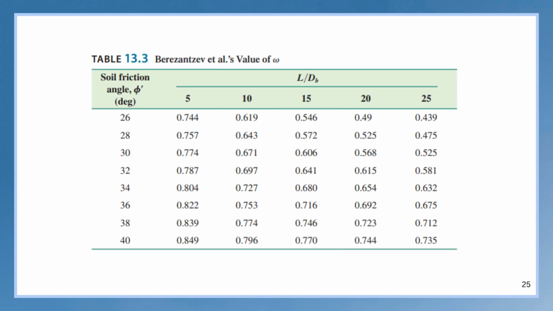Next is table 13.3. This table shows the correction factor omega, which depends on both the soil friction angle and the ratio of pile length to diameter, L over d sub p. Generally, as the pile becomes longer relative to its diameter, the value of omega decreases. This factor adjusts the base capacity to account for pile geometry effects.